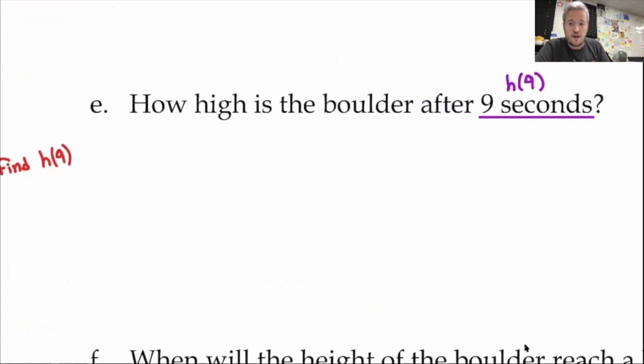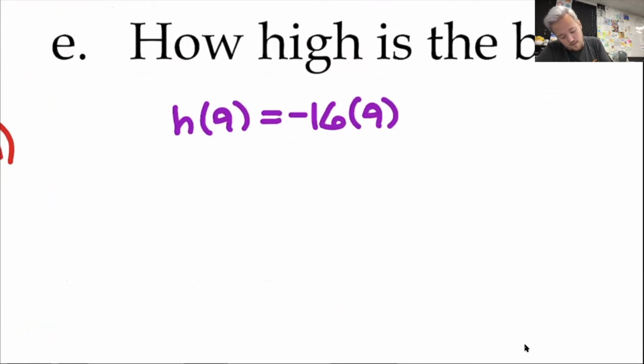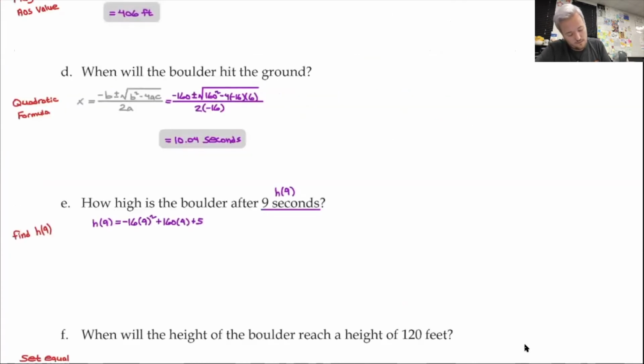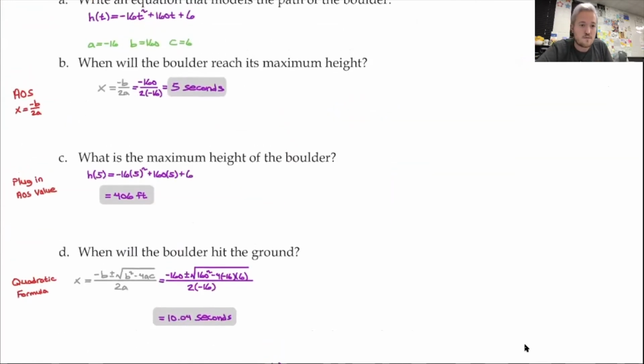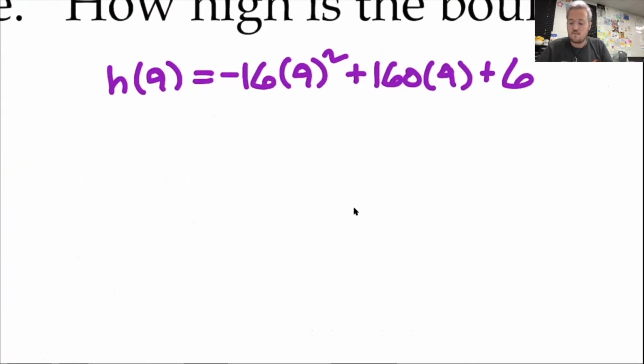All right, so I'm going to find h of 9. So I'm just going to plug it in. So negative 16, parentheses 9 squared, plus 160 times 9. Is it plus 5? No, plus 6. I'm about to get my own question wrong. Yep. All right, so when you plug in, I'm just going to do this one off to the side. So negative 16, 9 squared, plus 160 times 9 plus 6. So this is going to give you a height of 150 feet.